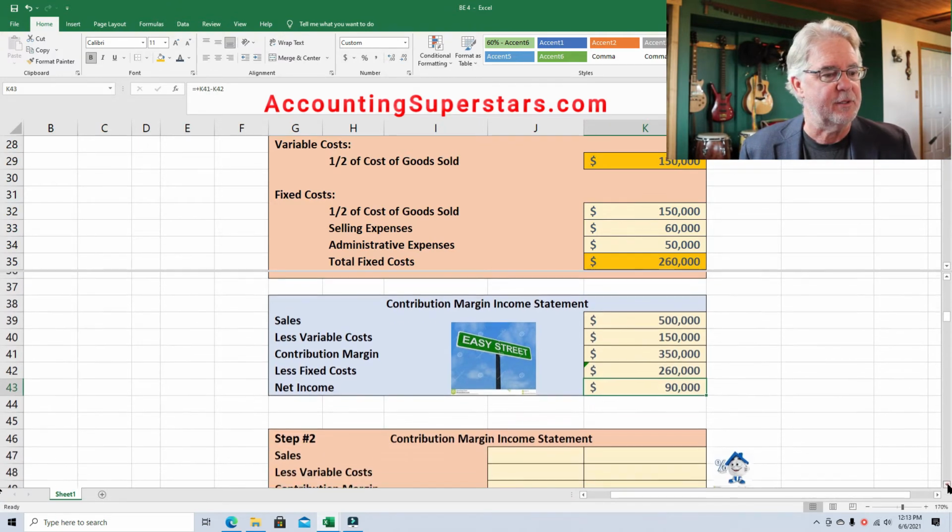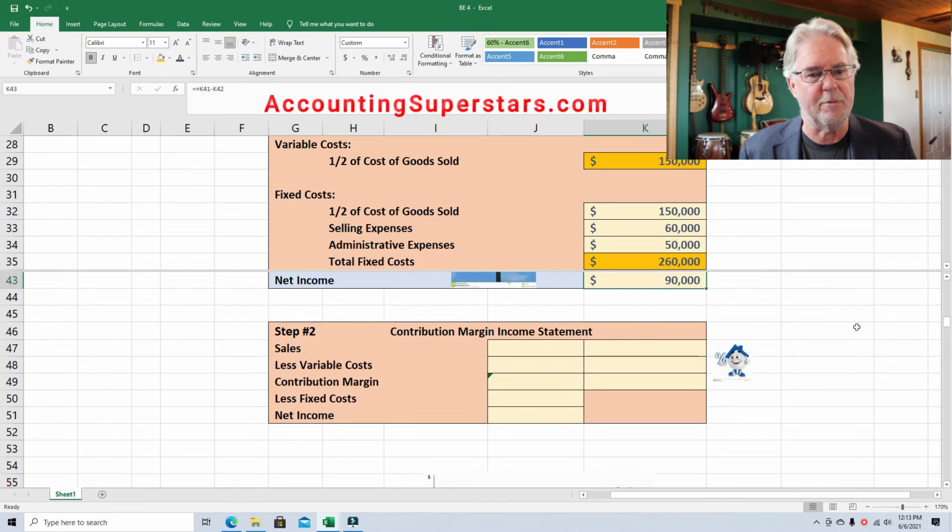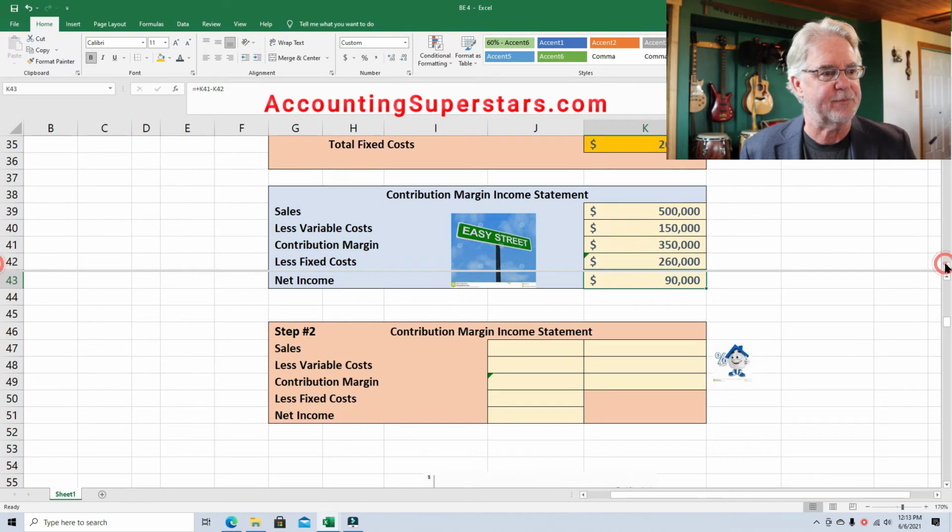So now we can figure out the break-even point. Well, almost figured out. There's just one thing that we're going to do that's really easy.